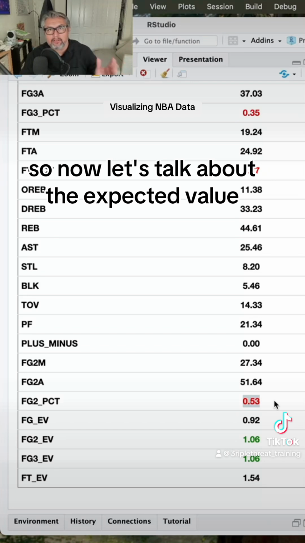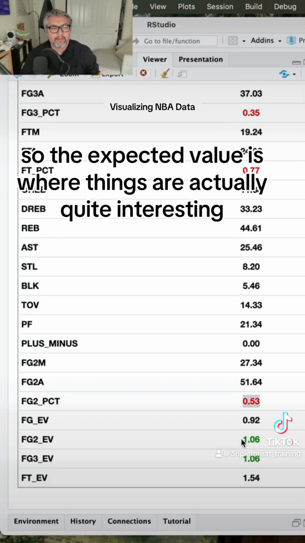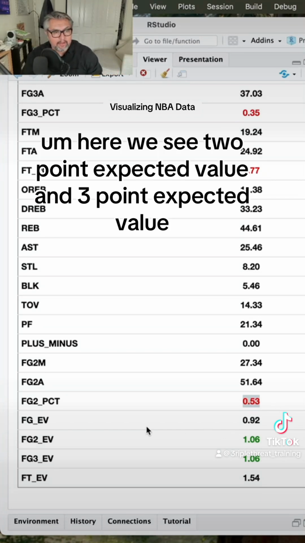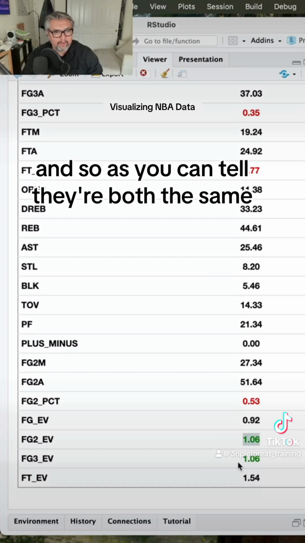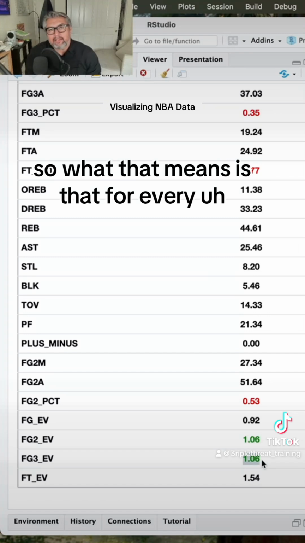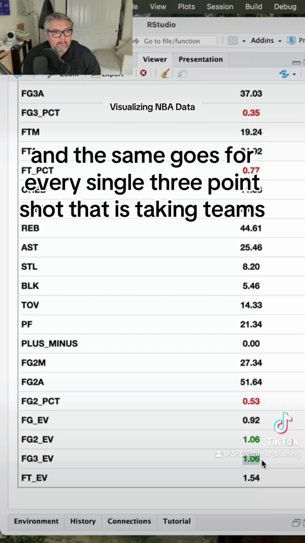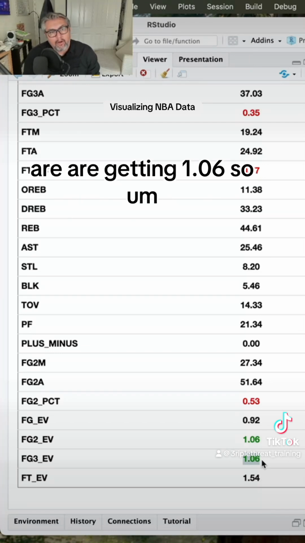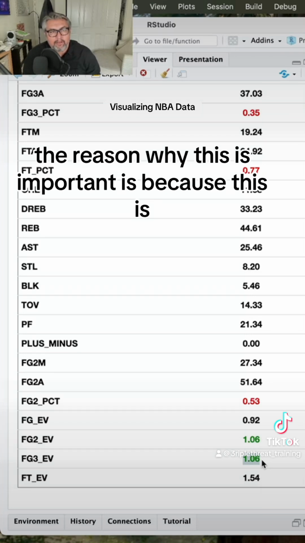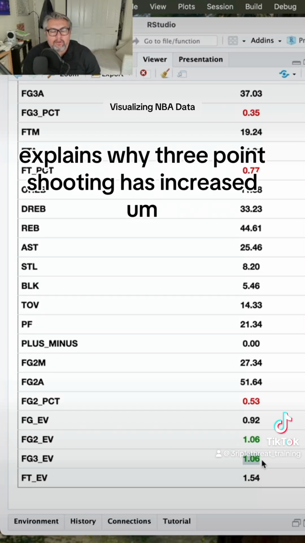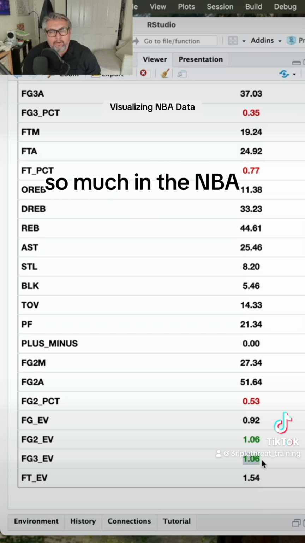So now let's talk about the expected value. The expected value is where things are actually quite interesting. Here we see 2-point expected value and 3-point expected value, and as you can tell, they're both the same. So what that means is that for every 2-point shot taken, teams are getting 1.06 from that shot, and the same goes for every single 3-point shot that is taken. Teams are getting 1.06. The reason this is important is because it explains why 3-point shooting has increased so much in the NBA.